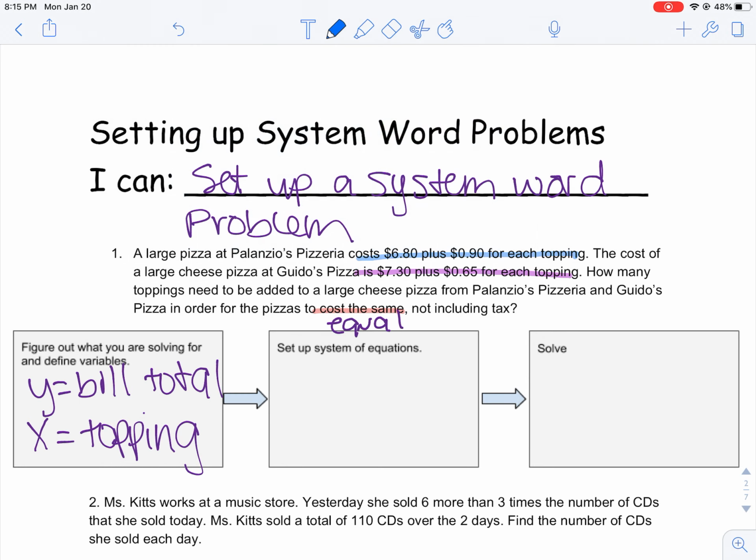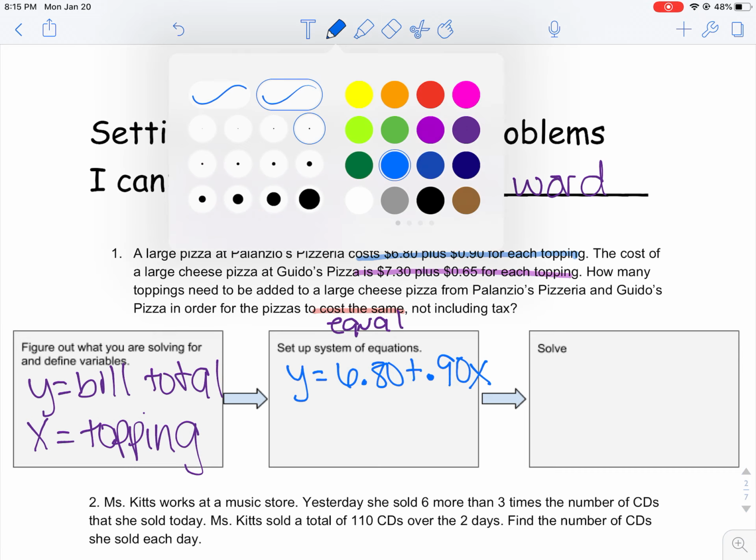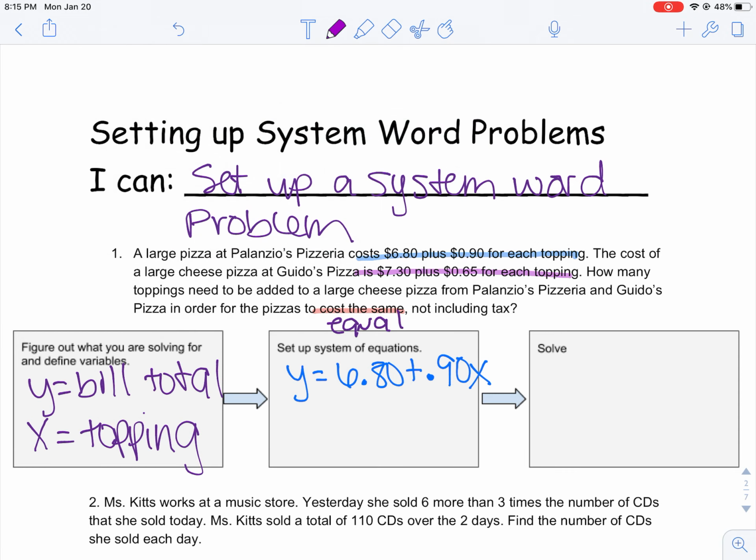So I'm going to write a blue equation for Palazzo's. I know my total bill is going to equal $6.80 plus 90 cents for each topping I get. And I don't know how many toppings that will be, so I'm going to put an X. I'm also going to write my purple equation. So my total bill is going to equal $7.30 plus 65 cents for however many toppings I have.